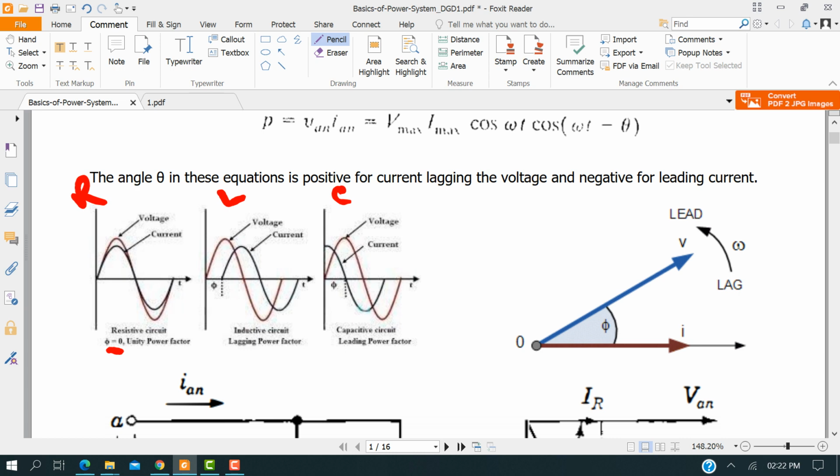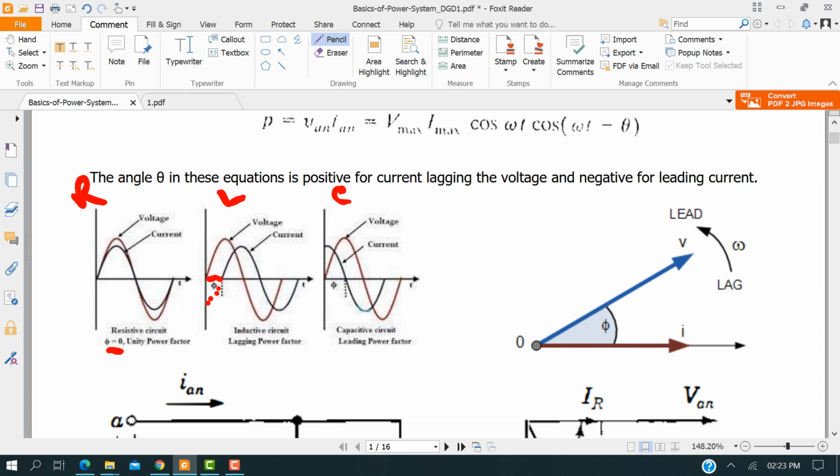A power factor of 1 is called unity power factor. For the inductive circuit, the current is lagging. In all three graphs, the reddish one is the voltage, a sine wave, whereas the black one, the current, is lagging. If I extend this here, this is the theta, so this is the lag. In an inductive circuit, typically the current lags the voltage, and it is called the lagging power factor.